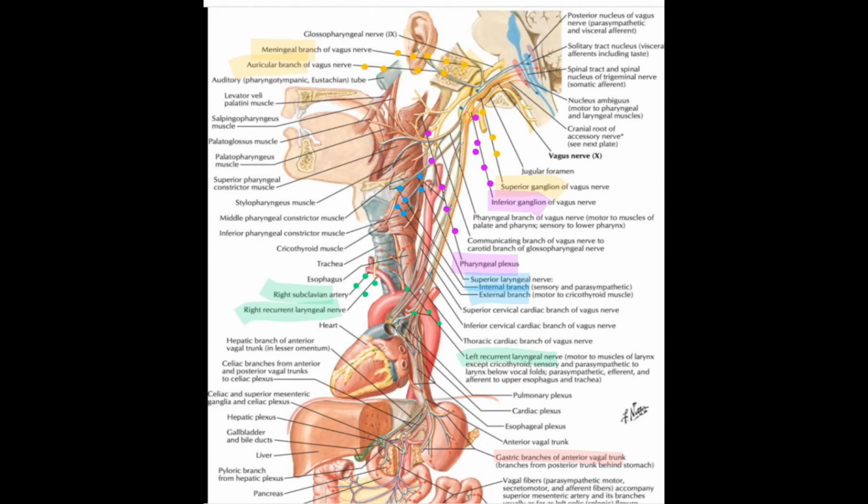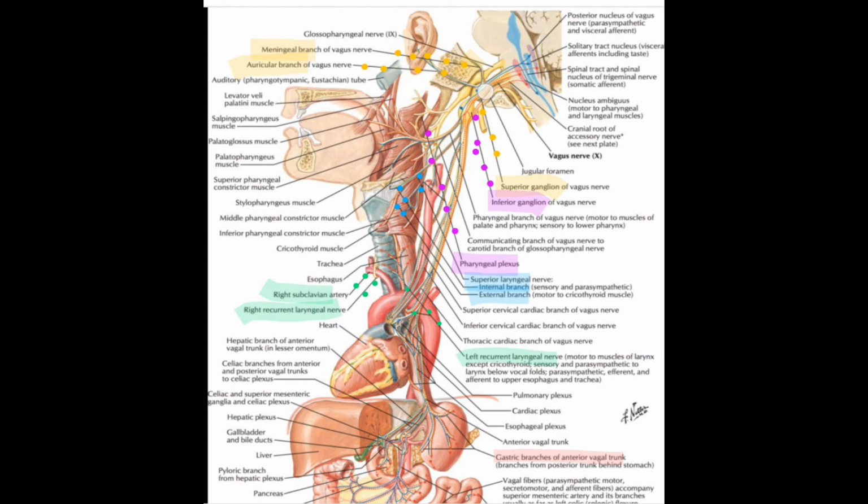Hi everyone. So in this video we will be discussing the most important cranial nerve, that is the vagus nerve, the 10th nerve. We will be discussing its course and its branches. First of all, course. The vagus nerve exits the jugular foramen.